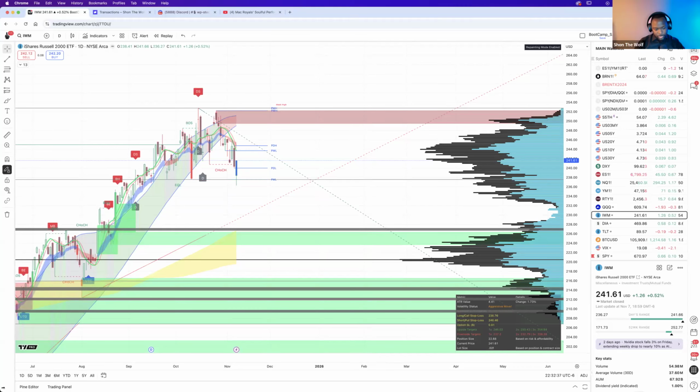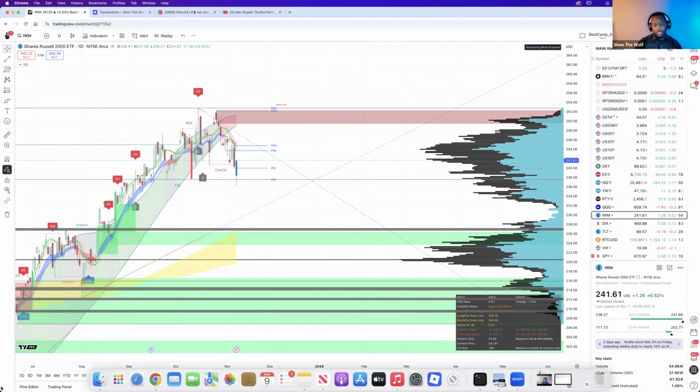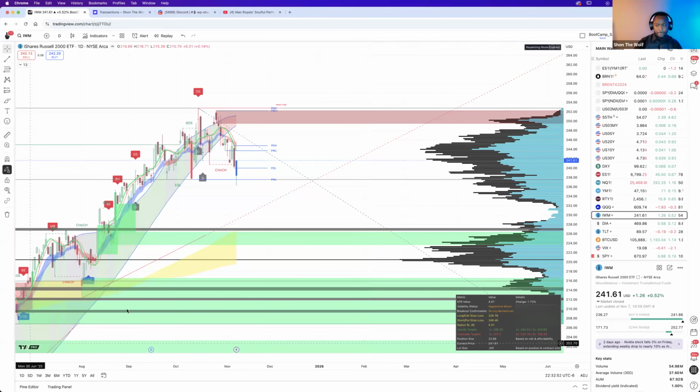All right, Wolf Empire, let me do a technical overview of the market. So I'm just going to take you through the process that I go through when I'm looking at technicals the day before the market opens up. And so I'm just going to pretty much show you kind of what I look at.